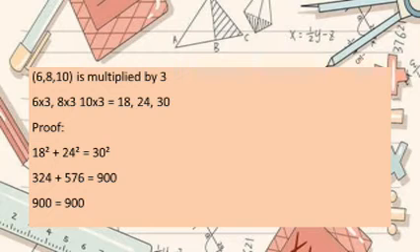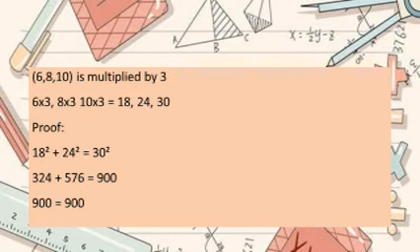Let's take another example. Given the Pythagorean triple 6, 8, 10 multiplied by 3. Doing the same process as the first example, we got 18, 24, and 30. Using the Pythagorean formula, let us prove if the result is also a Pythagorean triple. Let a equals 18, b equals 24, and c equals 30. Evaluate. It will become 18 squared plus 24 squared equals 30 squared. Then simplify. We will now have 324 plus 576 equals 900, or 900 equals 900. As we can see, the result is also a Pythagorean triple.